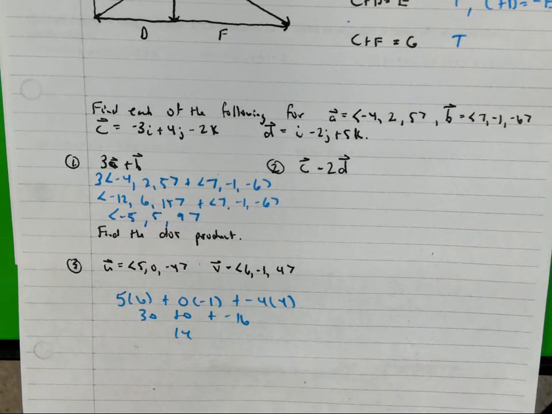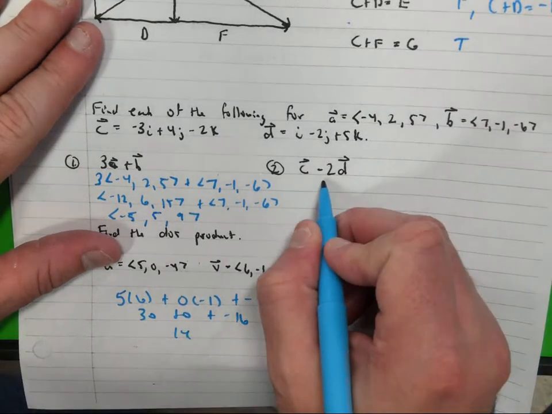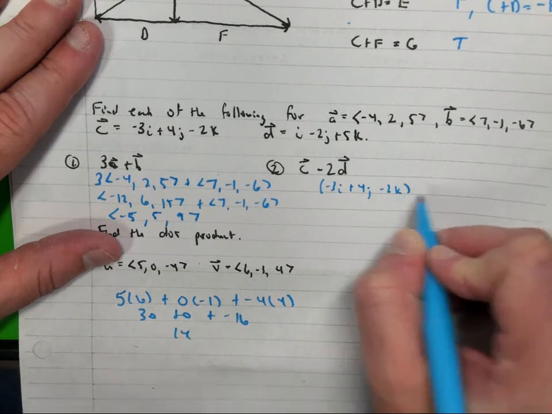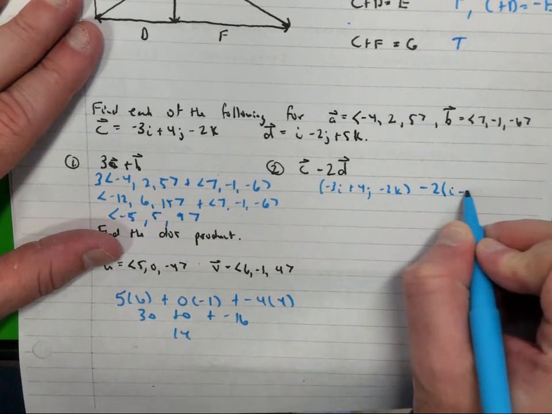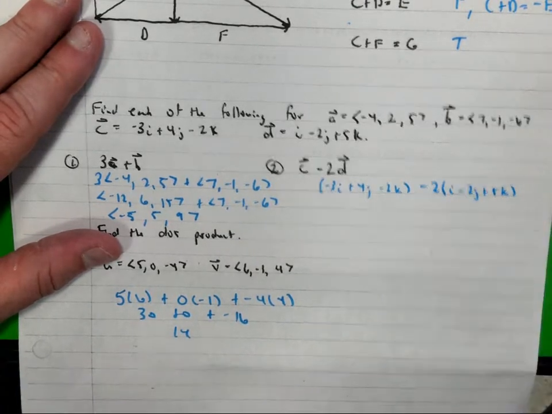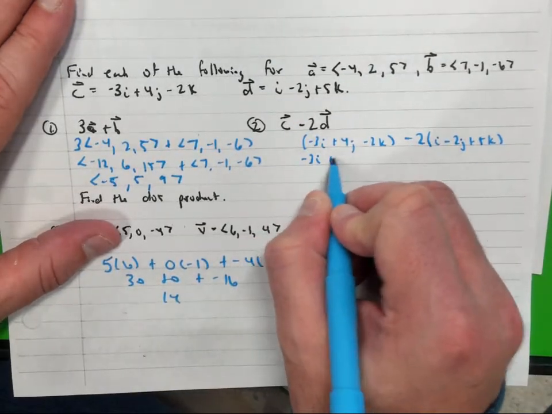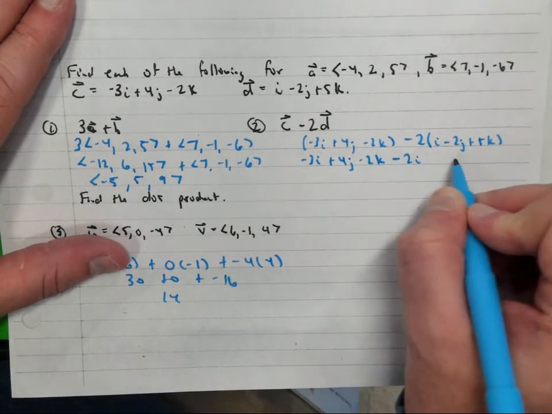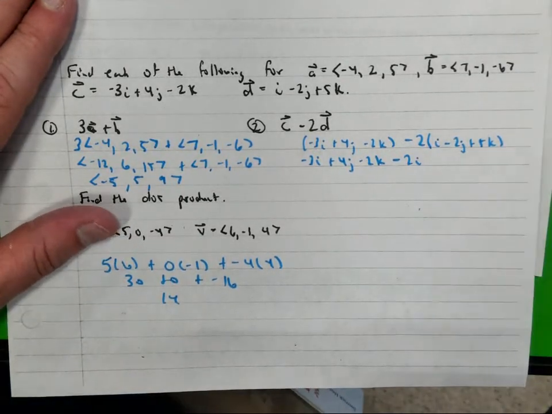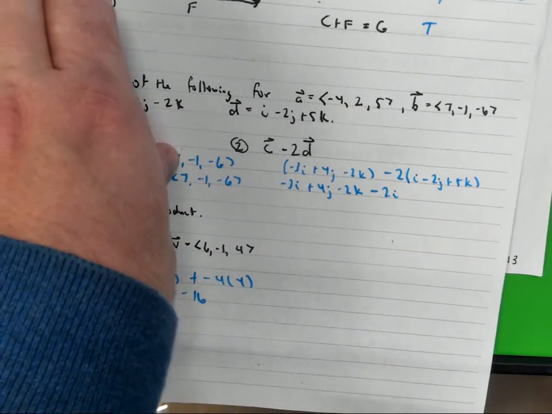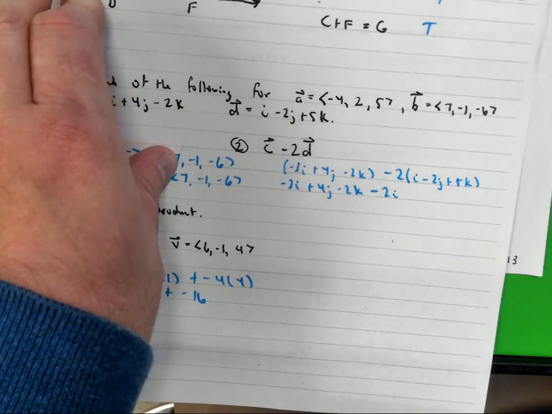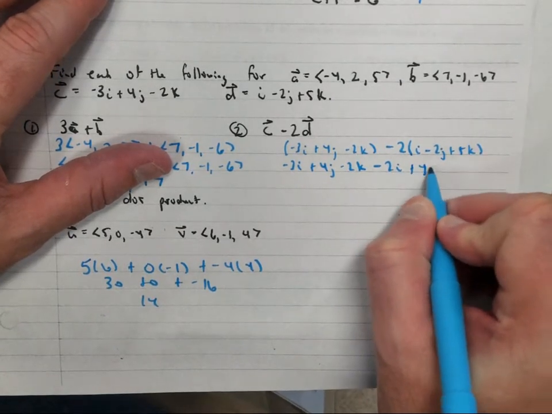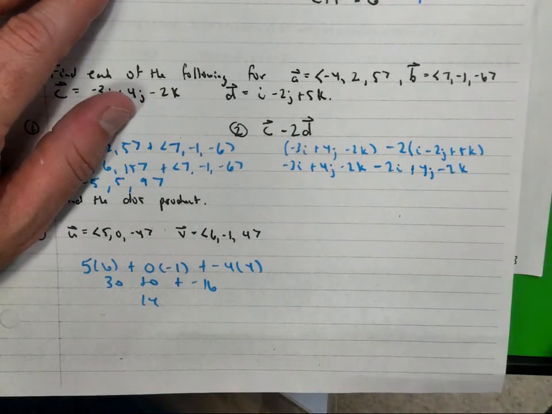Number 2, C minus 2D. So negative 3I plus 4J minus 2K minus 2 times I minus 2J plus 5K. What does that negative 2 do to everything? Well, you're going to distribute the negative. That was my wrong question. I'm sorry. What if I use my negative here when I distribute? Am I done with it? That was my question. Very good. Okay, negative 2I plus 4J minus 2K.